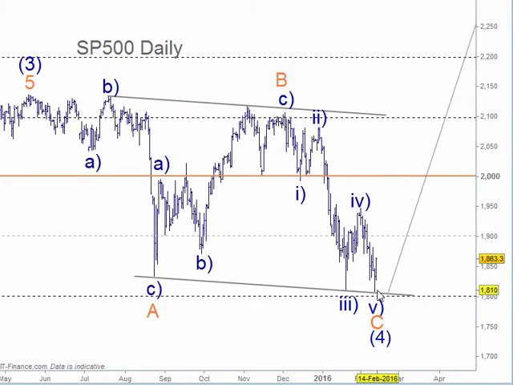Now, on this CFD here, the move up here appears to be corrective, but on the cash market it appears to be impulsive. So we'd need to gather some more information.